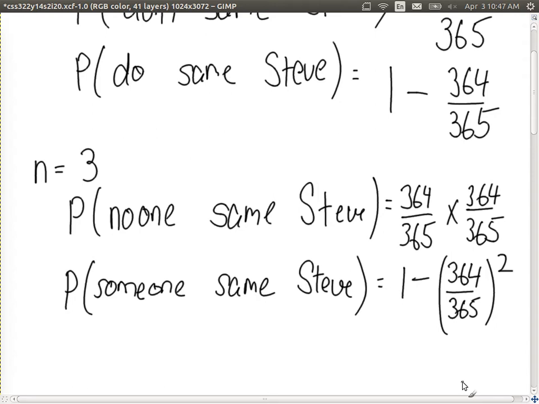So the chance that any one of you in a group of our 30 students here has the same birth date as me, we could calculate as 1 minus 364 out of 365 to the power of 30 people. Okay, so we can calculate that. We'll see why it's important in a moment. This is the chance that anyone has the same birthday as me.